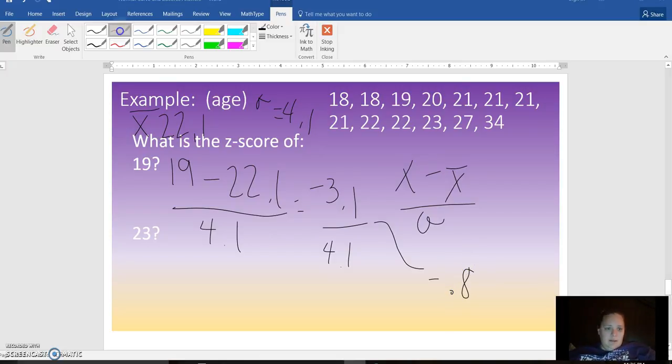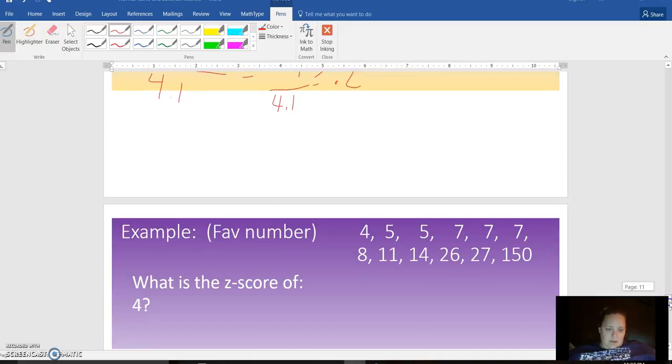Then this guy is going to be 23 minus 22.1 over 4.1. 0.9 over 4.1, 0.2. Okay, so this one is almost negative 1 standard deviation. This one's really close to the mean, but we knew that. Right, let's do this guy.